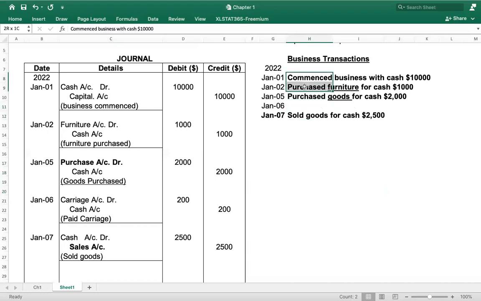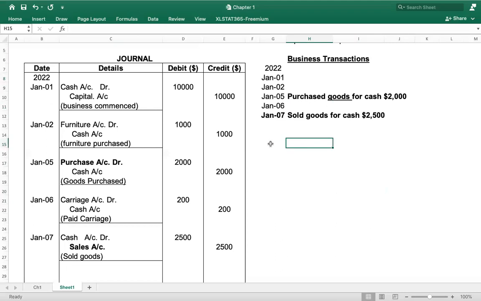Now my next step is how to record credit transactions. Do you know the meaning of recording of credit transactions? What do you mean by credit here?